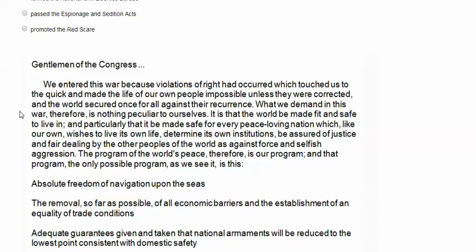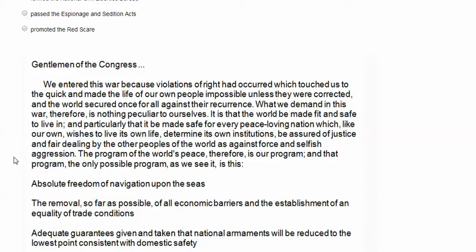What we demand in this war, therefore, is nothing peculiar to ourselves. It is that the world be made fit and safe to live in, and particularly that it be made safe for every peace-loving nation which, like our own, wishes to live its own life, determine its own institutions, be assured of justice and fair dealing by the other peoples of the world as against force and selfish aggression.